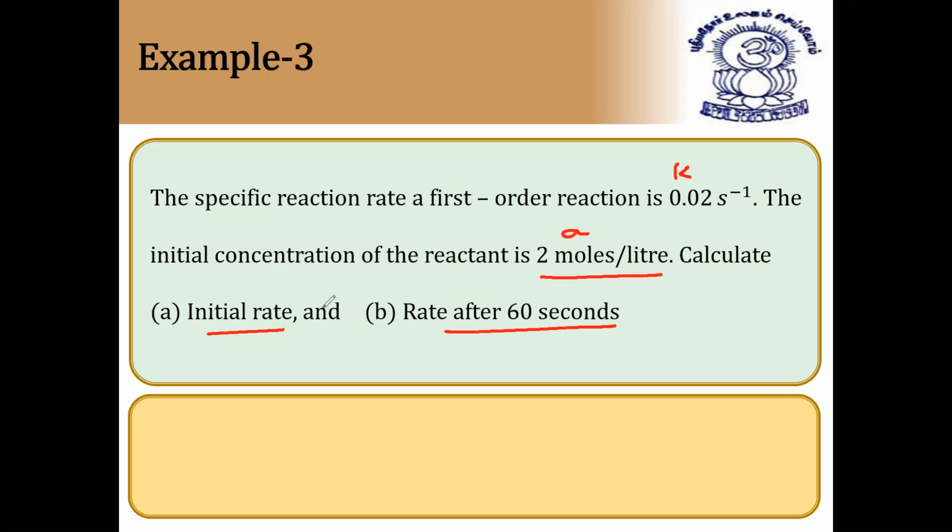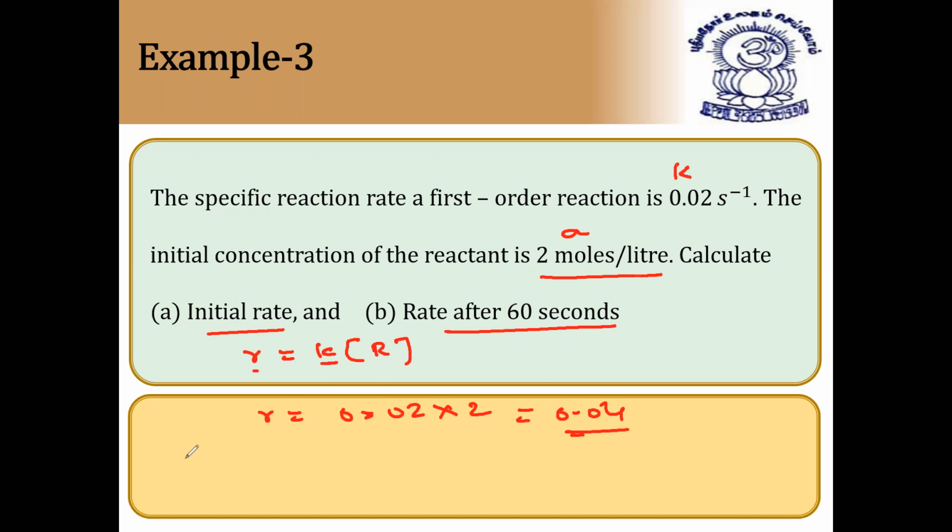So how to find the initial rate and rate after 60 seconds? For first order kinetics, R is equal to K into concentration of R. K is given, and R is what they are asking. So R is equal to 0.02 into 2, because the initial concentration is given as 2 moles per liter. So 0.02 into 2 is 0.04. This value of R is called the initial rate.